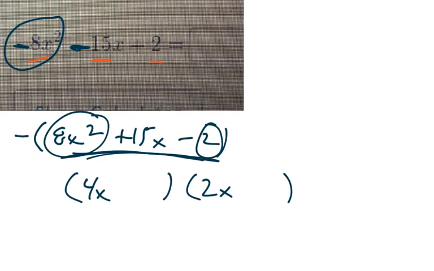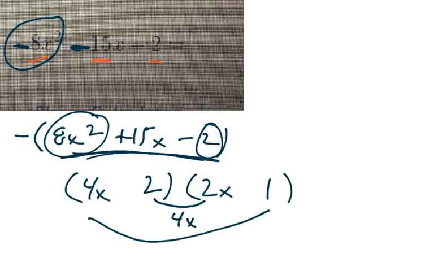If I do 2 times 1, let's see what I get. 2 times 2 is 4x. My outer loop, 1 times 4x is 4x. Wait a minute. 4x and 4x can't make 15x.